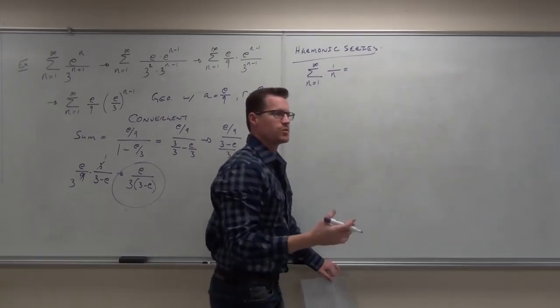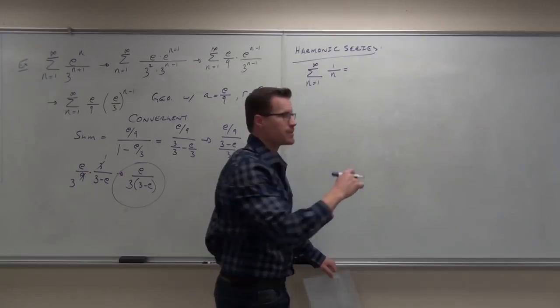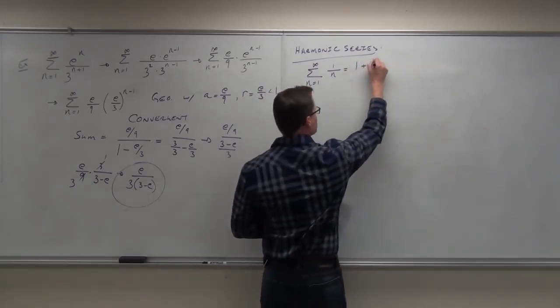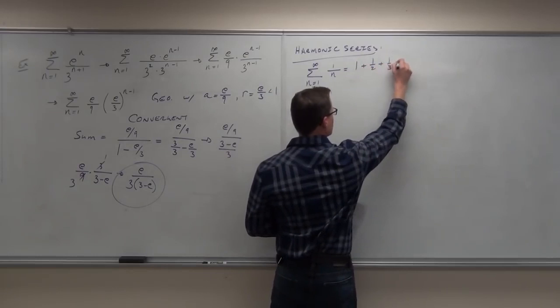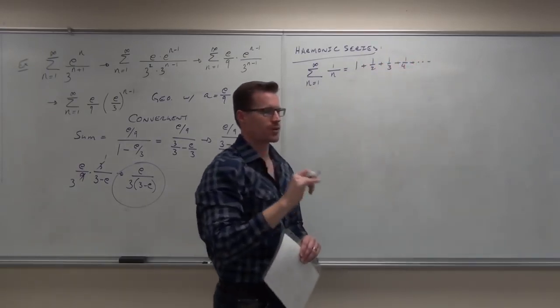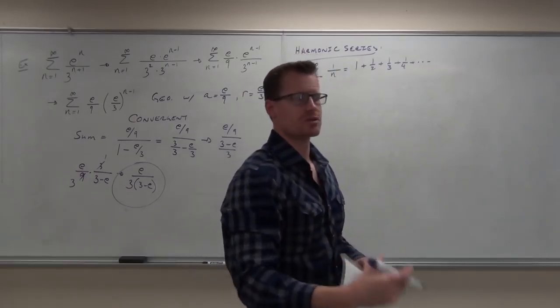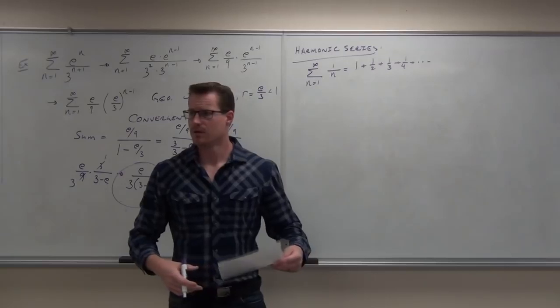The harmonic series would be this. If you look at the series, if you start plugging in 1, and then 2, and then 3, and then 4, you're going to get 1 plus a half, plus a third, plus a fourth, plus forever and ever. 1 half, 1 third, 1 fourth, 1 fifth, 1 sixth, 1 seventh, 1 eighth, 1 ninth, 1 tenth, and so on forever and ever. You guys okay with that one?